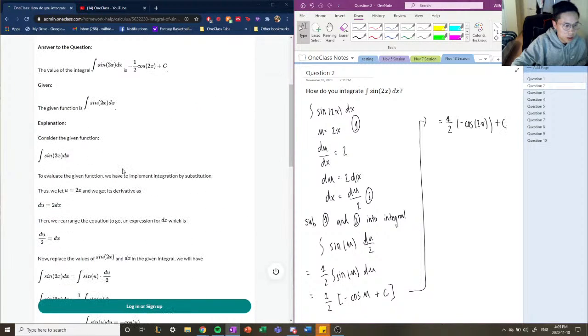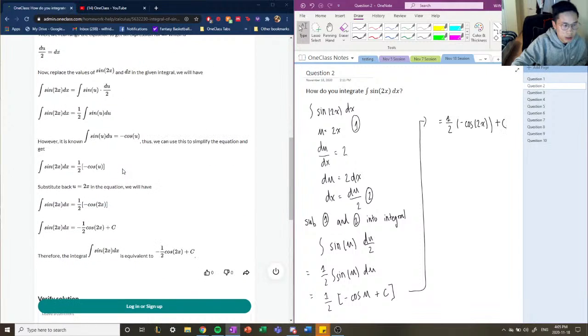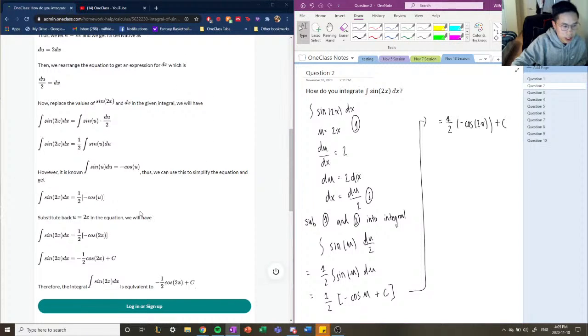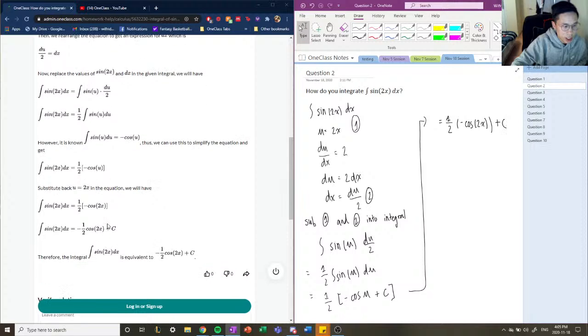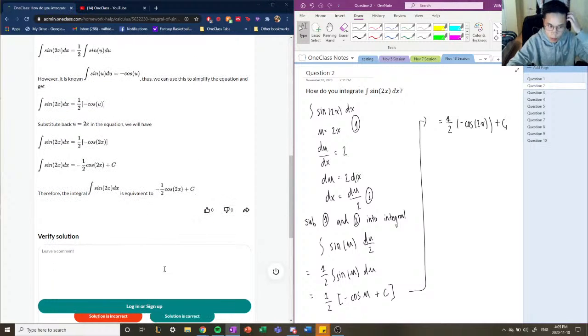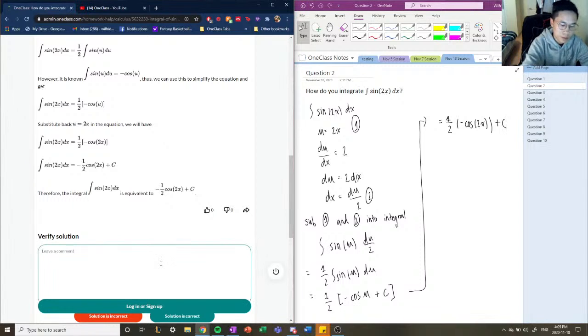So the junior tutor did the same solution. They used substitution to simplify the integral. By using substitution, they were able to find it. And then they substituted back u, and they solved and found our integral.